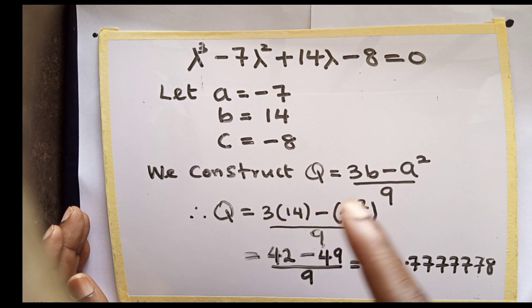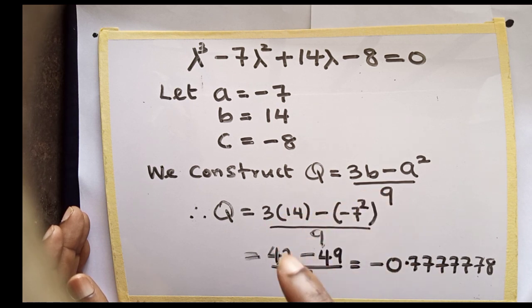Then by the time we insert the parameters into this, we'll get this expression. Now it is advisable to always leave the decimal up to 6 or 7 places, so that at the end our result will be very accurate.